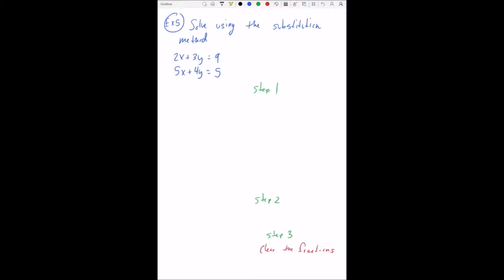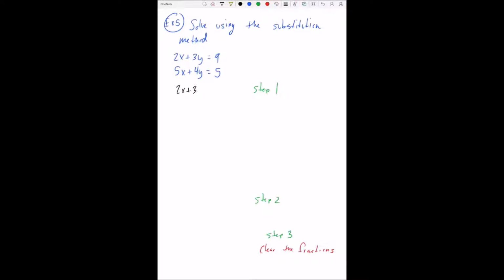Alright, example 5. This one is a little harder to work with because if you look at both equations, not one of them is easier than the next one. So we just have to pick one and work with it. Now, I'm just going to work with the top one. It doesn't matter which one you work with. Again, just pick one equation, solve for any variable, and continue with the steps. So I'm going to work with the top one.